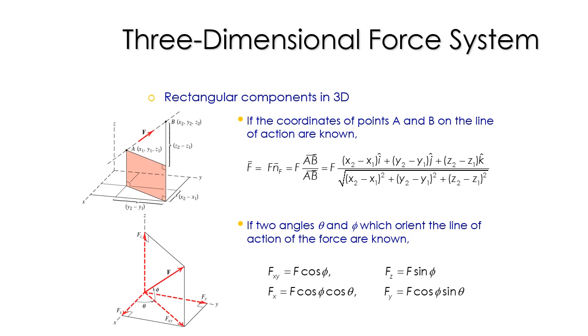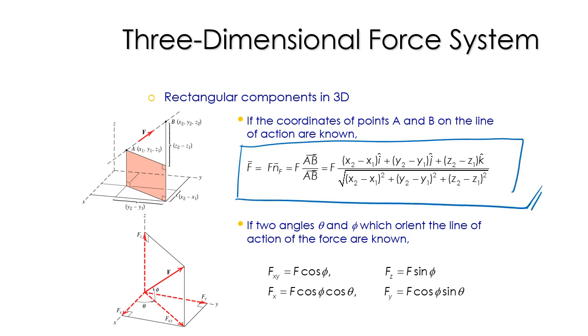So, rectangular components in 3D. If the coordinates of points A and B on the line of action are known, we have vector F equal to the magnitude of force F times the unit vector. So we have the formula. You can just follow the formula in order to get the rectangular components in 3D. If the two angles, theta and phi, which orient the line of action of the force are known, these are the formulas.